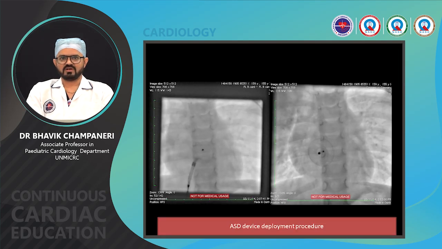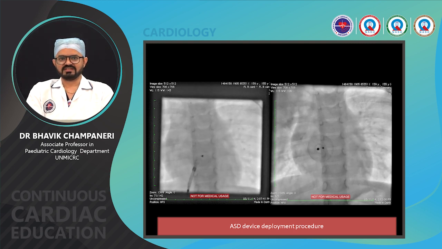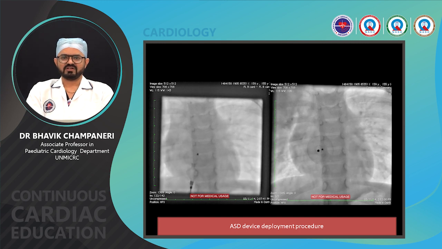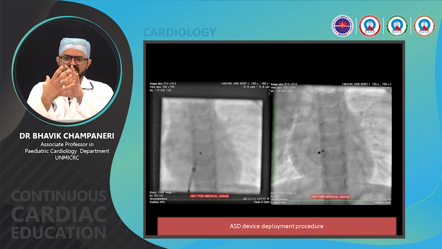The defect was closed with an 18 mm atrial septal occluder, and this is the device deployment sequence. You can see the LA disc is opened and gradually the device is pulled, and the device is deployed across the atrial septum, and this is how it appears in anteroposterior view after device deployment or after device release. Both the discs lie on each other like an en-face view.